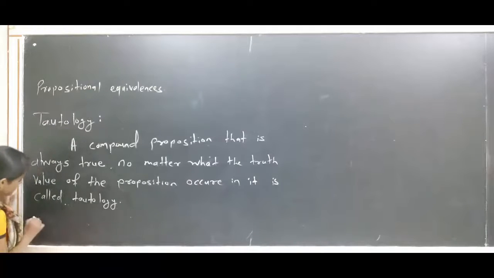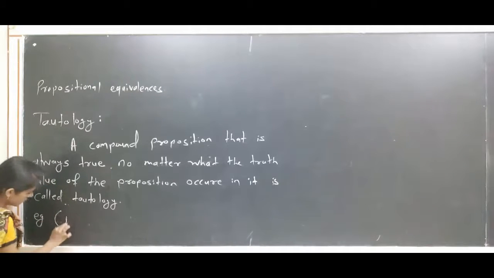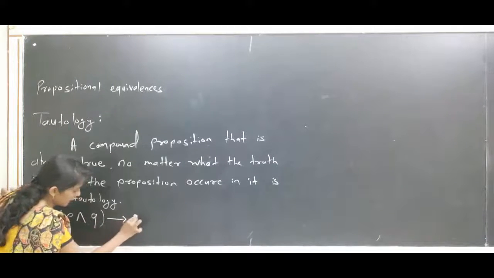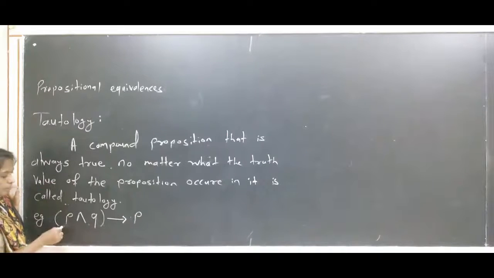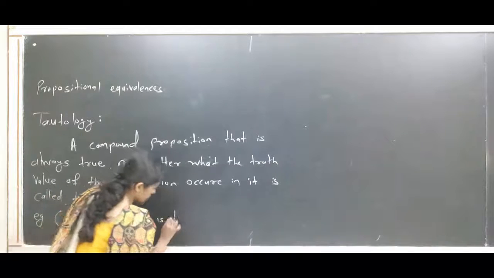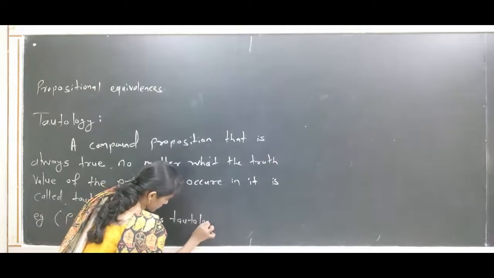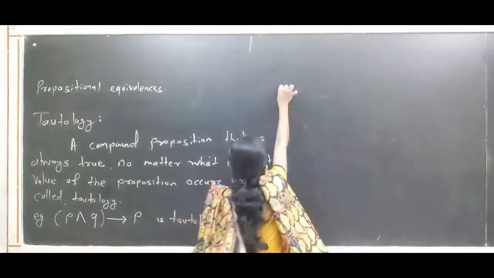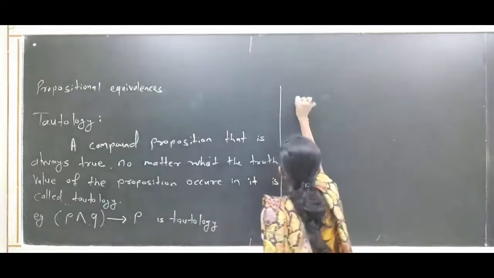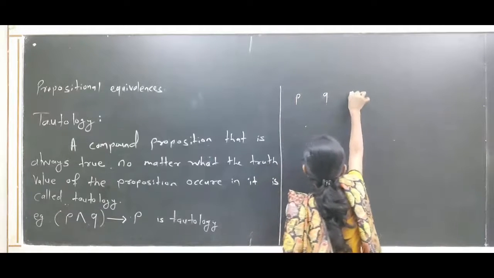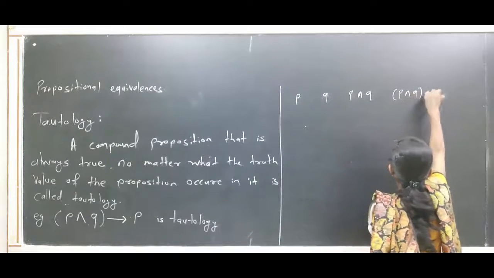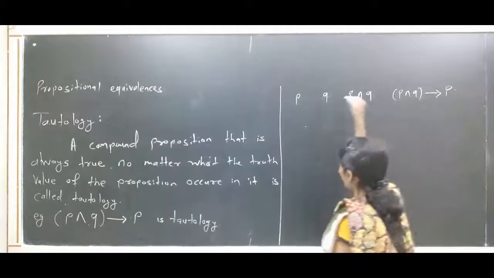So, for example, P and Q implies P. So P conjunction Q implies P is an example of a tautology. We check this by using a truth table. So construct the truth table first. P, Q, P and Q, then P and Q implies P.